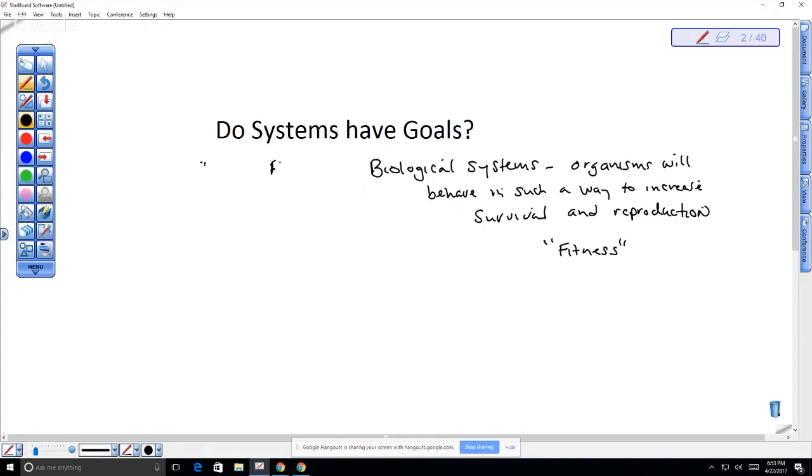When we look at other systems, like social systems, like if we're looking at a culture, the goal here in a social system would be sustainability. Right. So if you're looking at a group of people, you want to be able to keep those people together. You want to keep them living in a way that they're not going to kill each other off, right? And they're going to have a sustainable system from one generation to the next.